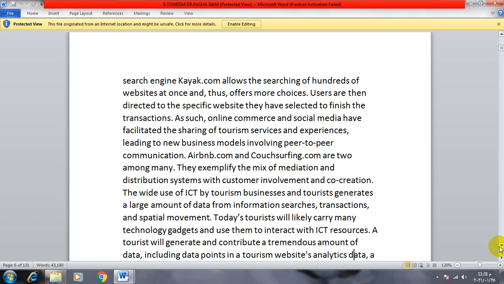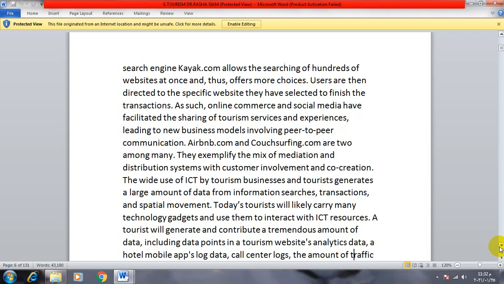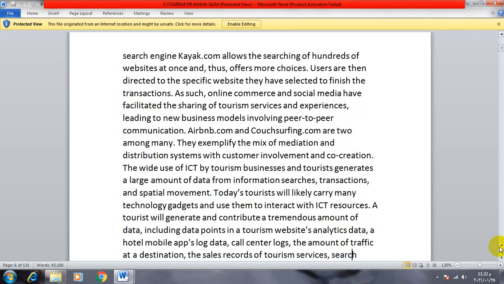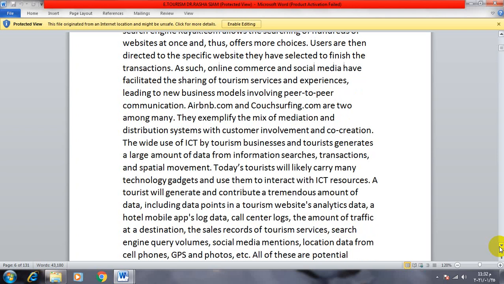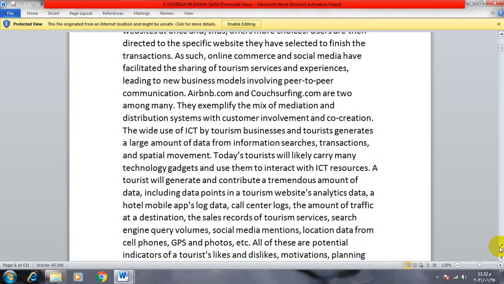Today's tourists will likely carry many technologies and use them to interact with ICT resources. A tourist will generate and contribute an amount of data, including data points in a tourism website, a hotel mobile app's log data, call center logs, the amount of traffic at a destination, the sales record of tourism service, search engine query volumes, social media mentions, location data from cell phone, GPS and photo.